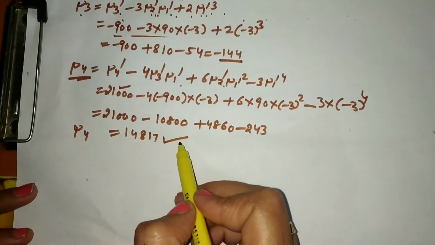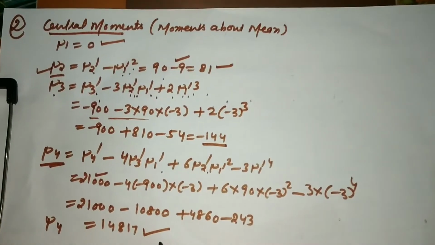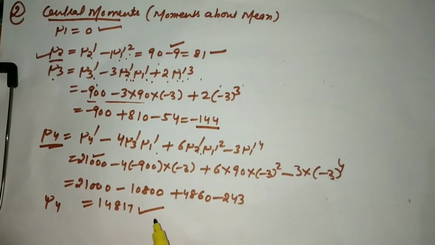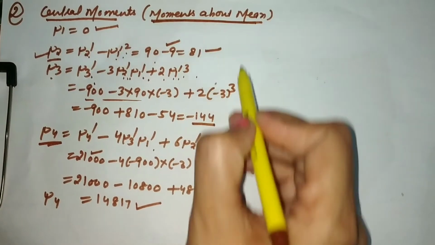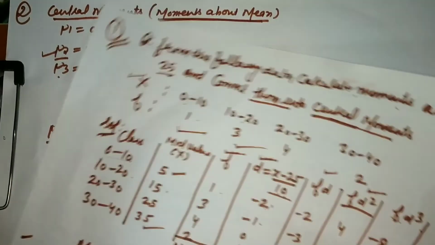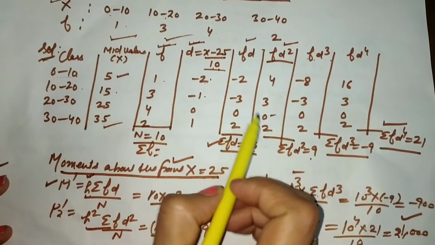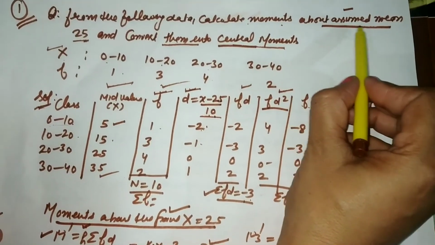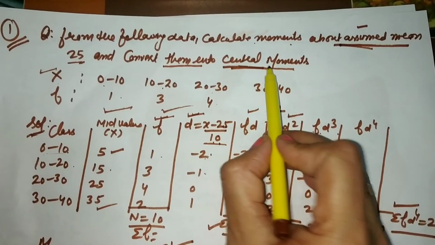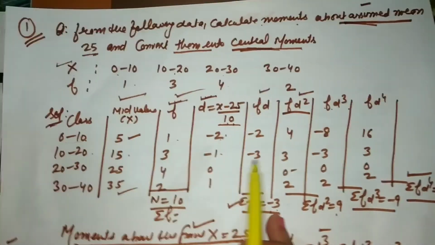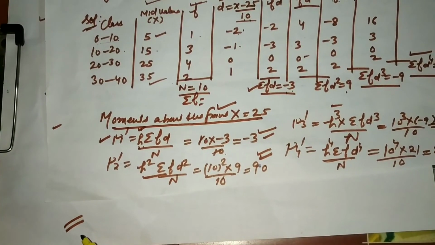This is the question, that is how we have to calculate the central moments. Central moments means we can say moments about the mean. In the previous part we calculated the moments about the point, and here two questions are asked. That means we have to calculate the moment about the point and the moment about the mean. Central moments means moment about the mean. This is how we calculate it.